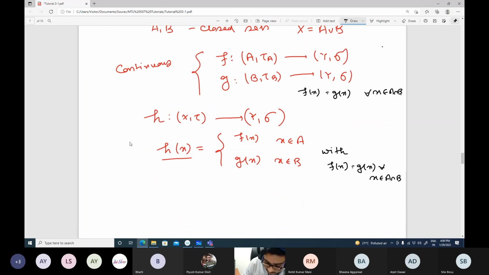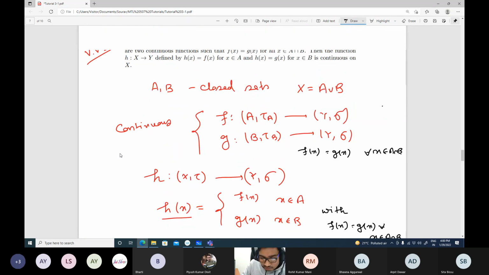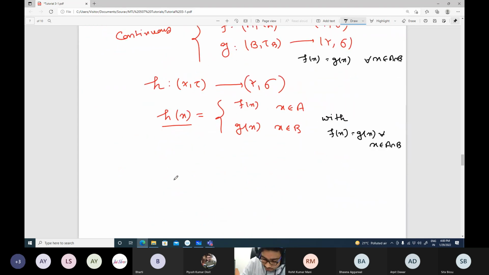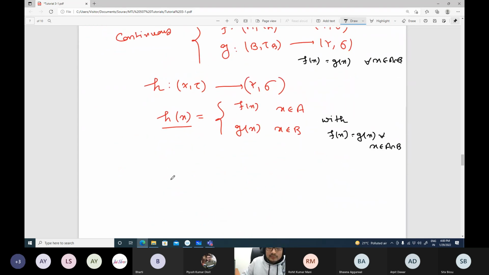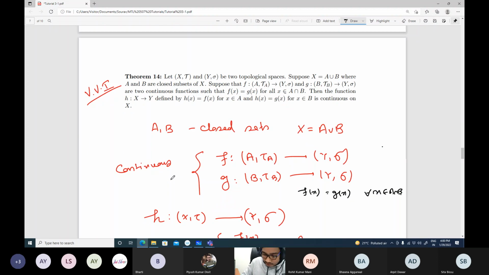Then we say that if these conditions happen, then if we define a function... let me state the question again. We have two closed sets A and B such that X is the union of A and B. We have two functions, one is f from A to Y, another is g from B to Y, both continuous with respect to their respective subspace topology. And these two functions have the property that they are the same on the intersection.